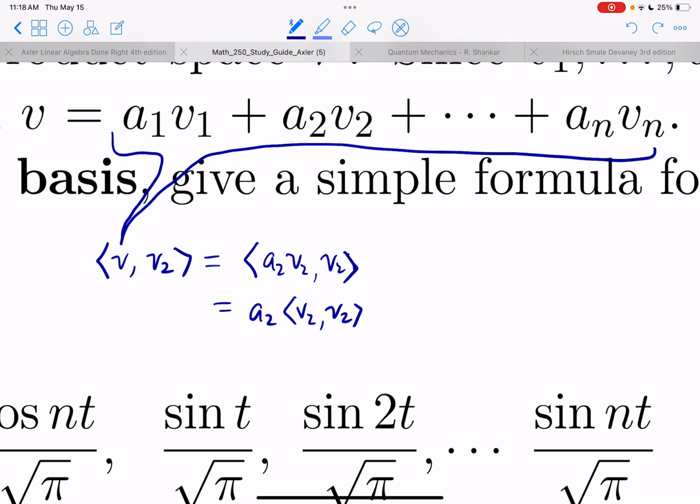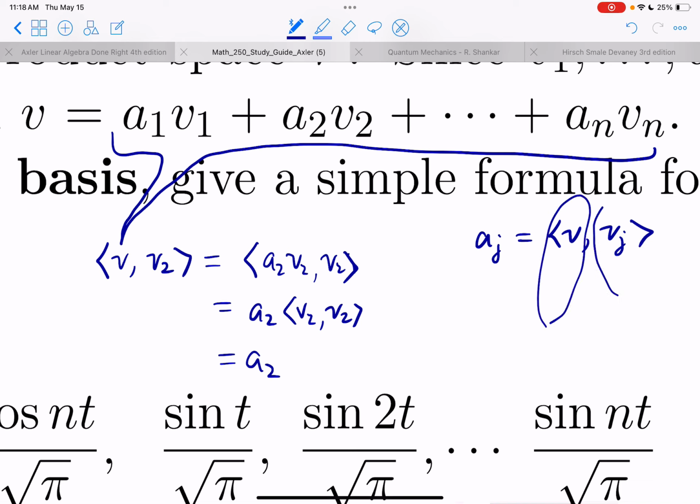In other words, the second coefficient is just this. Okay, what's the jth coefficient? Well, it's just the vector dot product vj. So if you're given a vector v and you're given an orthonormal basis, you can immediately compute the coefficients by just computing a dot product. You just compute one dot product and you've got the coefficient immediately. So you don't have to solve a linear system of equations, which is very nice.